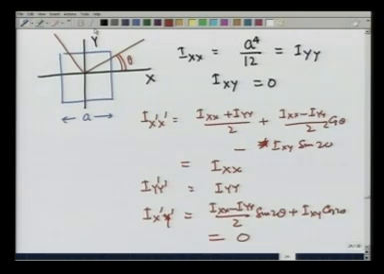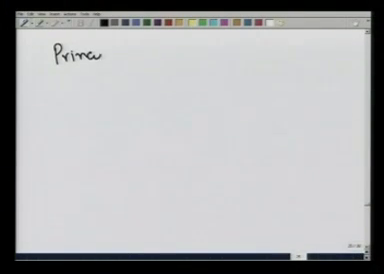So, for a square about any set of axes, I_x' is always equal to a raised to 4 divided by 12. I_y' is always equal to a raised to 4 divided by 12, and I_x'y' is always 0. Having given these two examples, I use these transformations to define something called the principal set of axes.